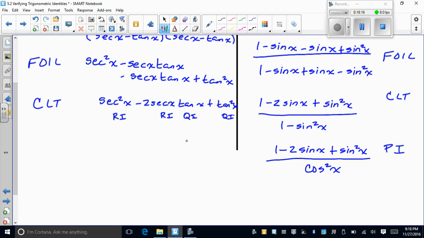So secant squared reciprocal makes it 1 over cosine squared minus 2. The secant becomes cosine. The tangent becomes sine over cosine, which becomes cosine squared, plus sine squared over cosine squared. And we get to look at this one going, oh look, I have a common denominator in the bottom. Oh look. So let's rewrite this.